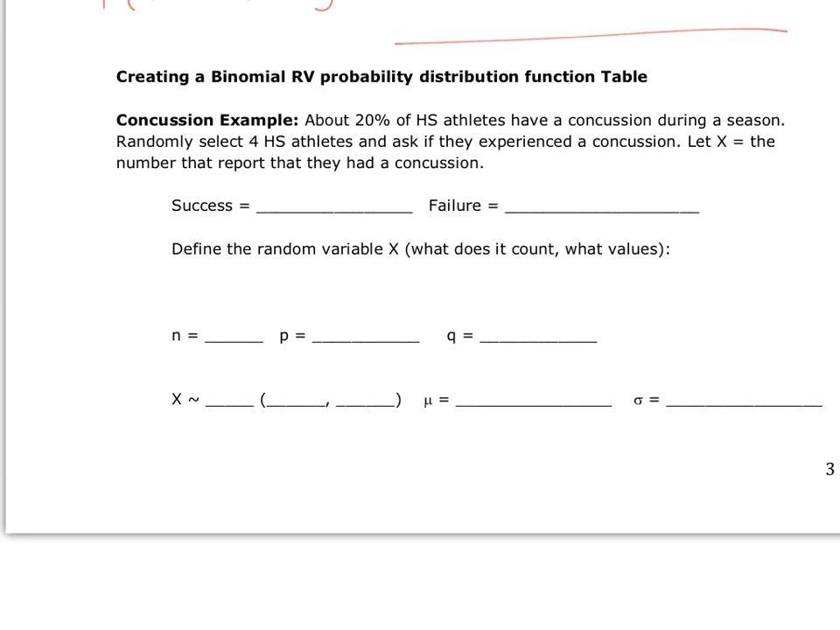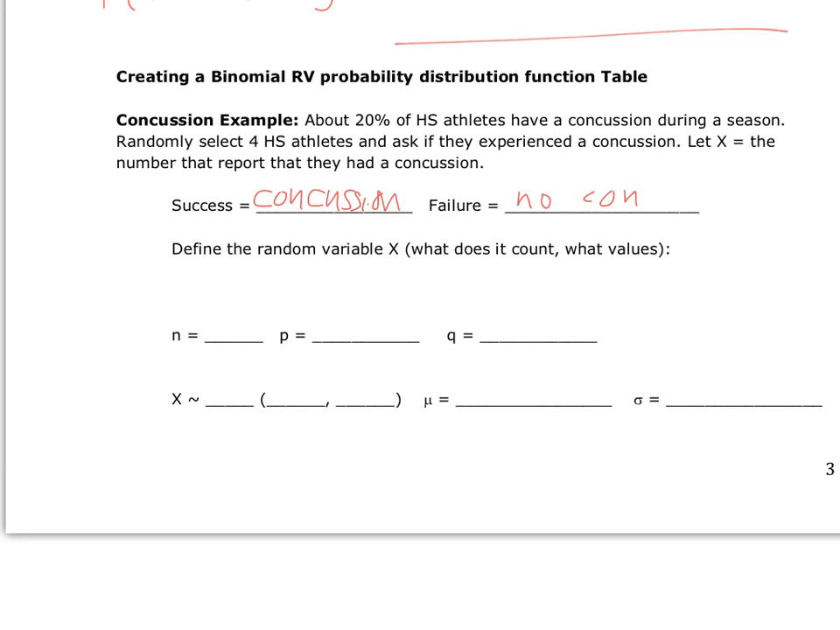About 20% of high school athletes have a concussion during a season. Randomly select 4 high school athletes and ask if they experienced a concussion. Let X equal the number that report they had a concussion. So X is counting the success. So that is having a concussion. And a failure then is no concussion.